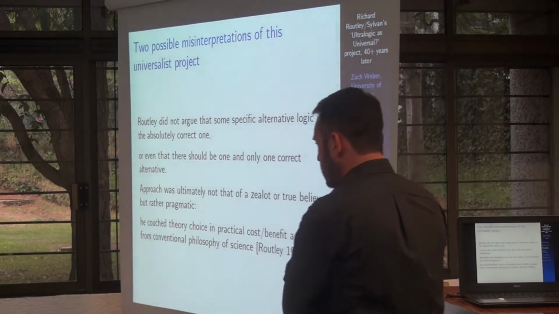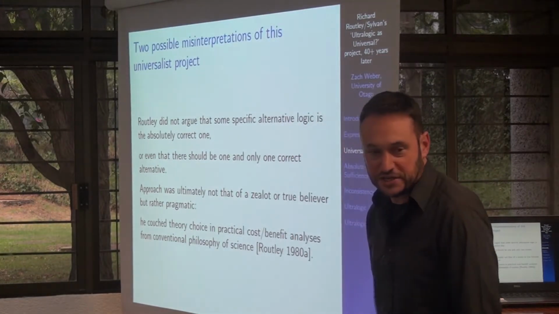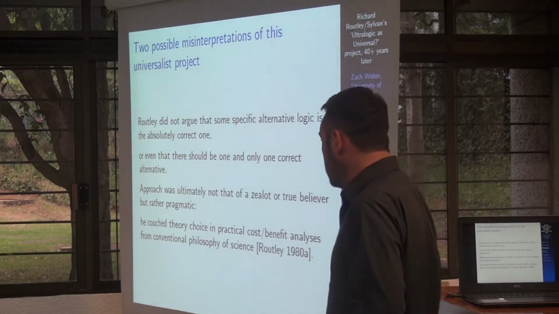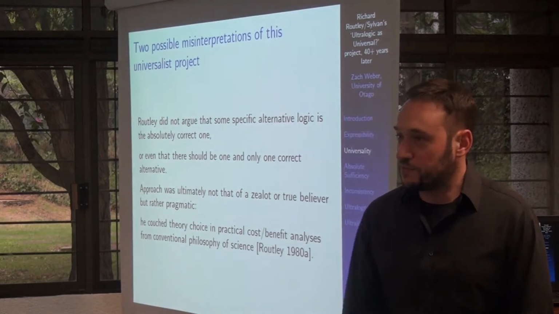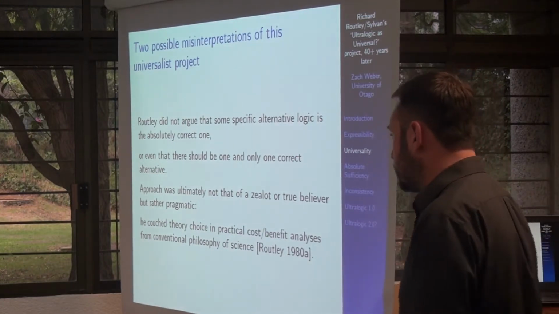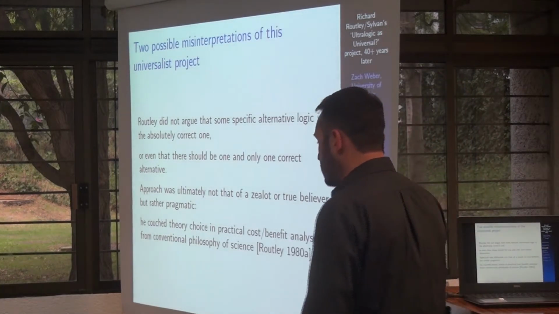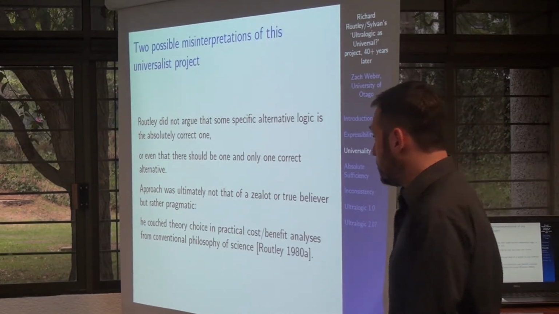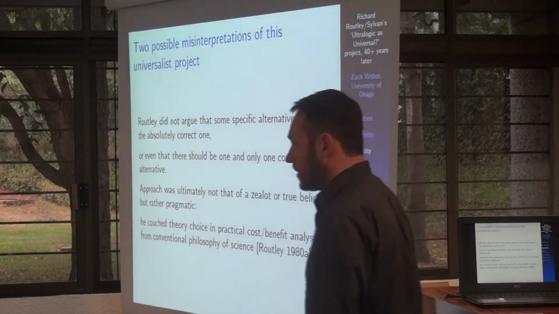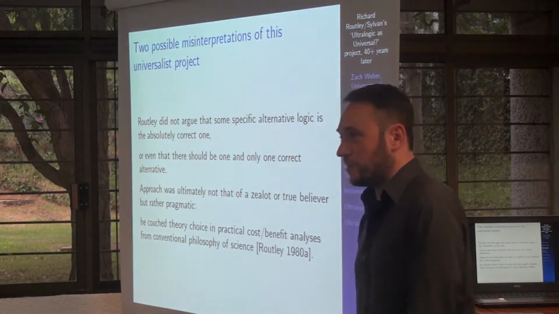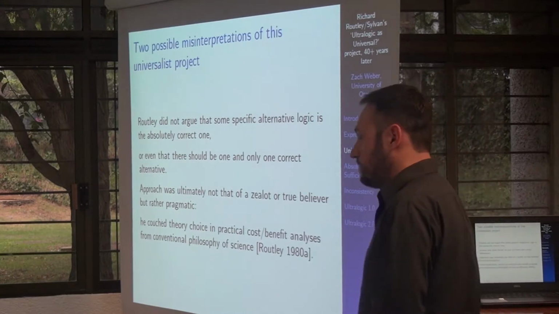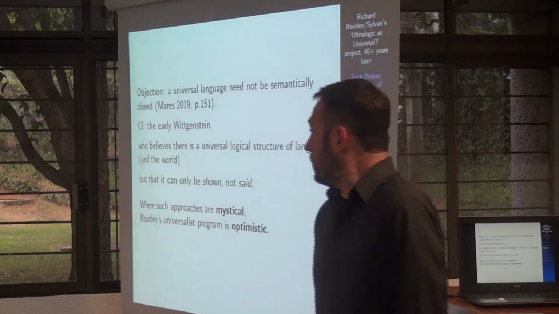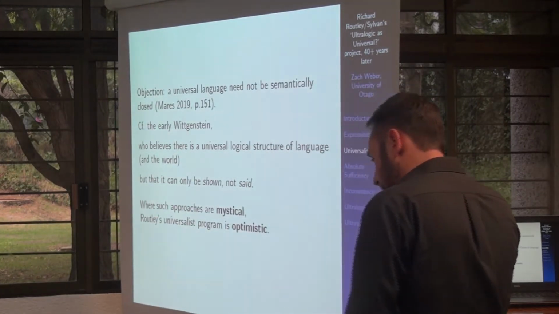And his approach ultimately, like looking these days at all this anti-exceptionalism stuff about logic, is very pragmatic and cost-benefit oriented. It's not some zealot or true believer. He couches all of this in practical analyses from conventional philosophy of science, how we make theory choice. We look at the virtues of the theory, the costs of the theory, and in particular, what can we get from it? So it's not just God spoke to me and told me that relevant logic was the right one. It's if it bears good fruits, then it's good, and if not, then not. So he's after this universal logic and universal language.